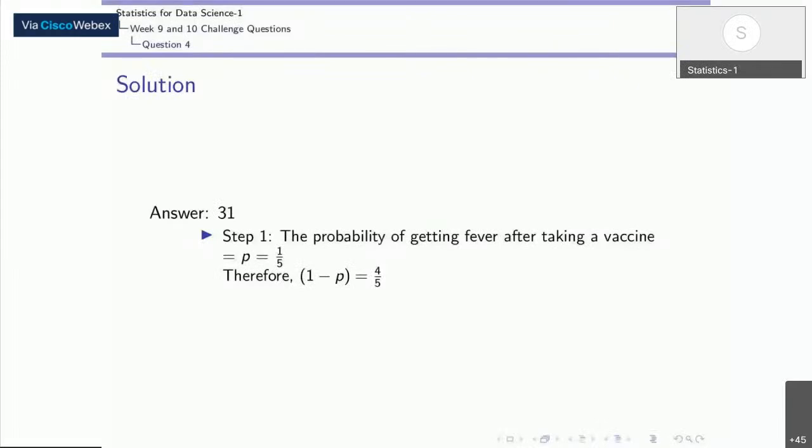So step one: we are finding the probability of getting fever after taking a vaccine. That means the probability is given as p equals 1 by 5, because 1 out of 5 persons are getting fever after taking a vaccine. So the probability 1 minus p, that is the probability of not getting fever after taking a vaccine, will be 0.8 or 4 by 5. Okay, this is our step one.